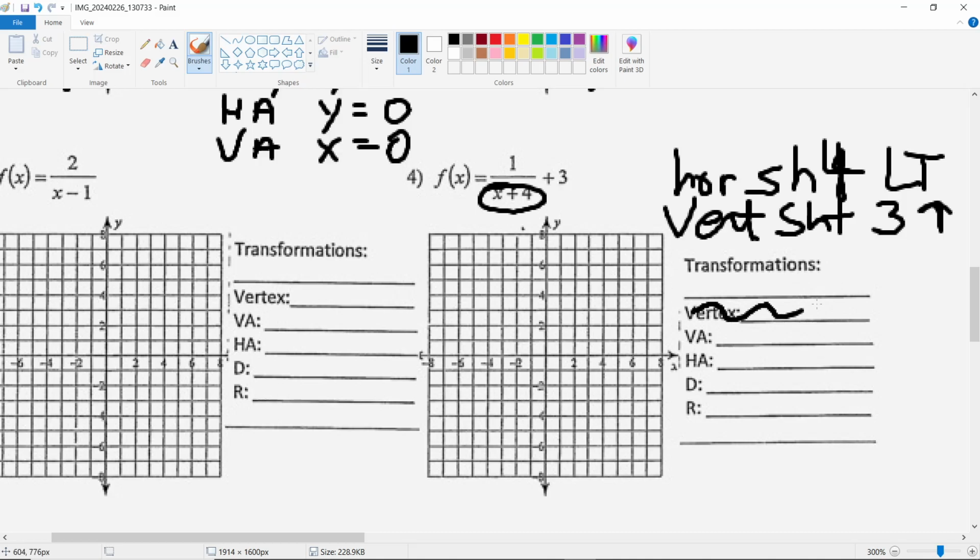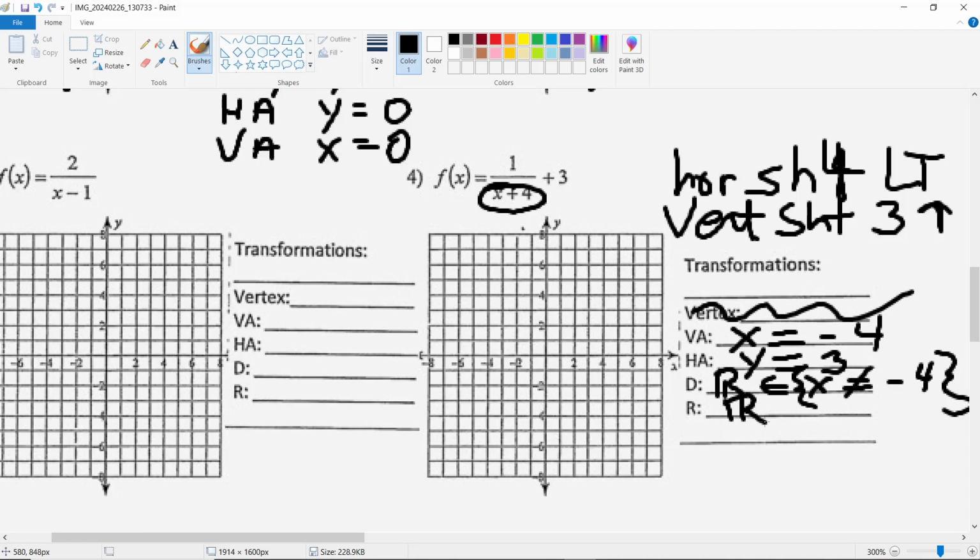The vertex, vertical asymptote. Well, again, normally the vertical asymptote is x equals 0, but I've shifted 4 to the left, so it's x equals minus 4, shifting that asymptote 4 to the left. The horizontal asymptote usually is y equals 0. This is shifted 3 up, so it's y equal 3. Domain, all real numbers such that x does not equal minus 4. The asymptote is excluded, and the range, all real numbers.